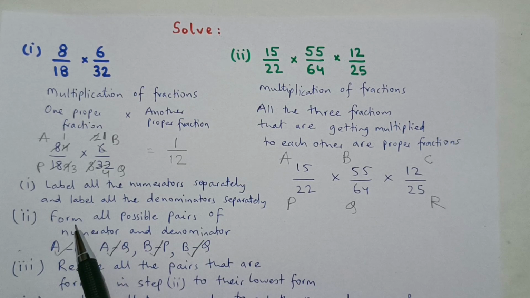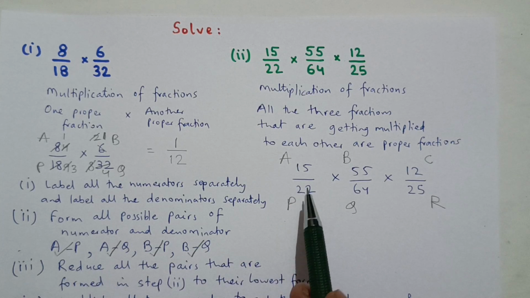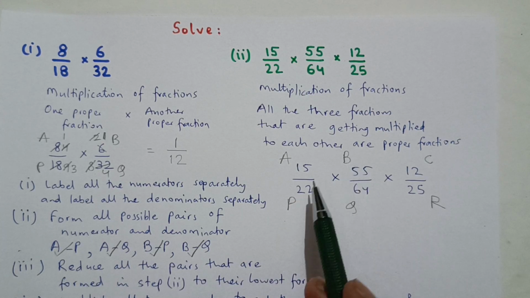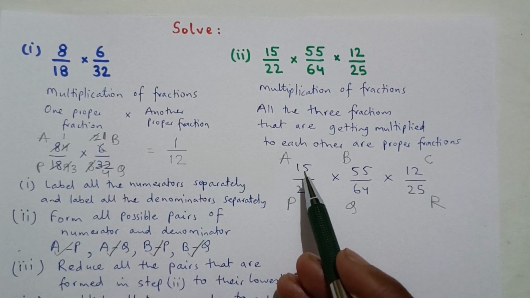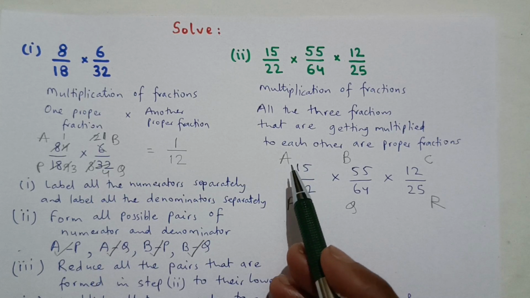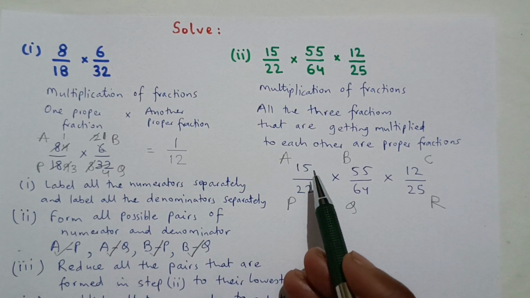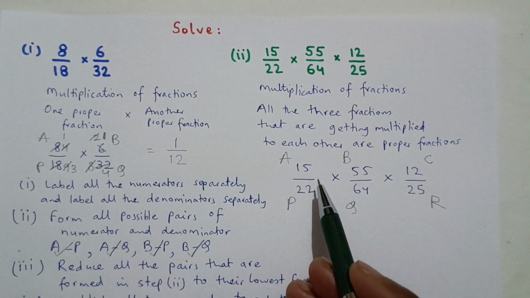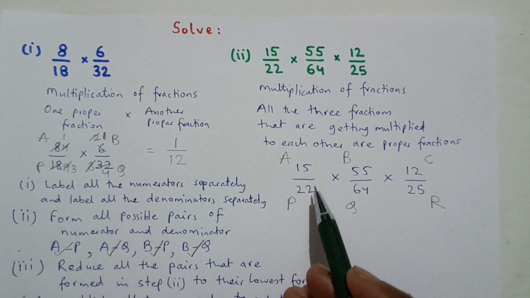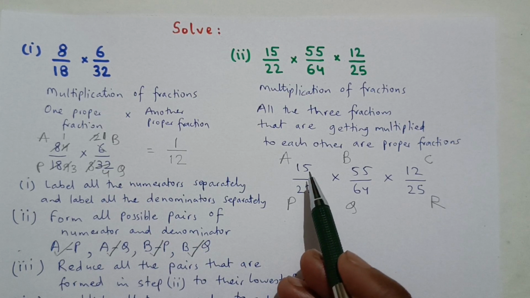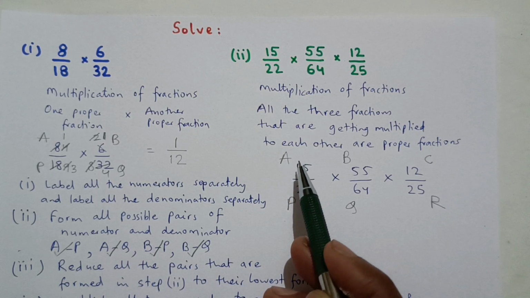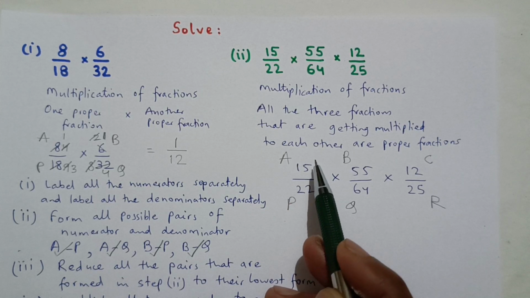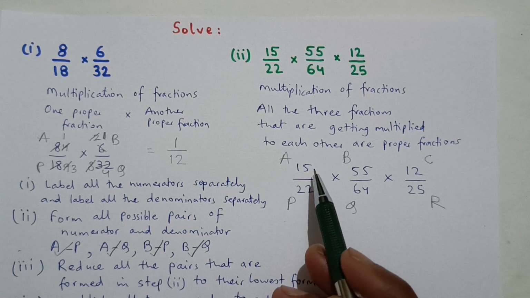Now step number 2 is form all possible pairs of numerator and denominator. So we have to form all possible pairs of numerator and denominator. So first let us start with the numerator 15, which is A. So 15 by 22, this is one pair of numerator and denominator. We have started with the numerator 15. So first we will form all the numerator denominator pairs with this numerator 15. So one pair is 15 by 22.